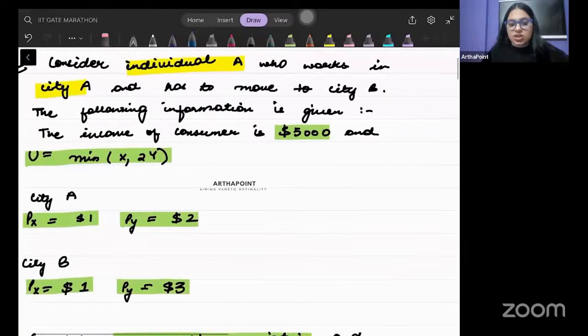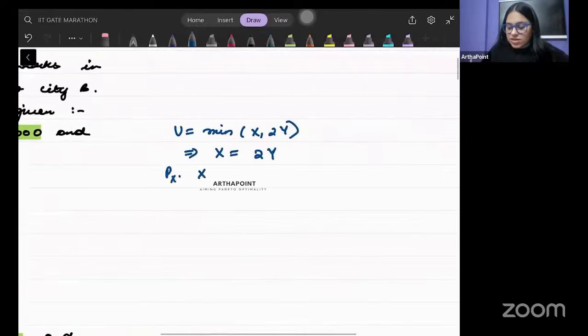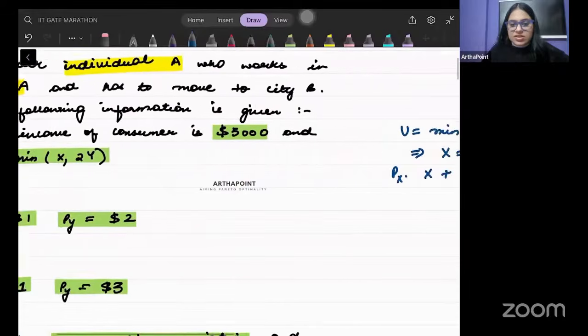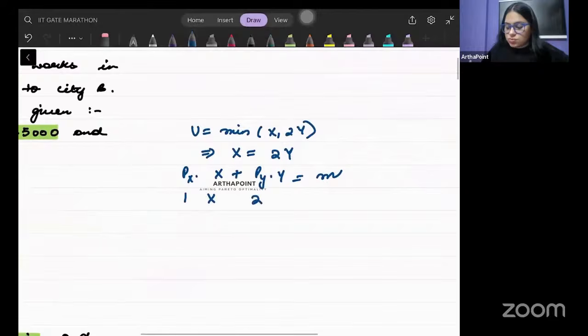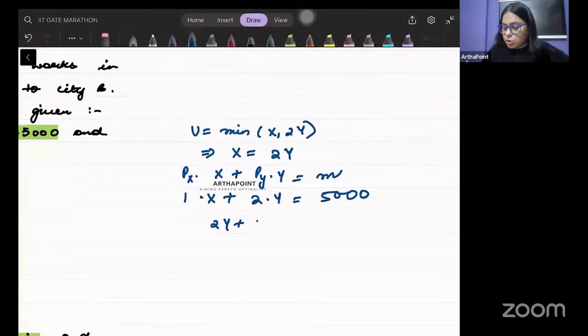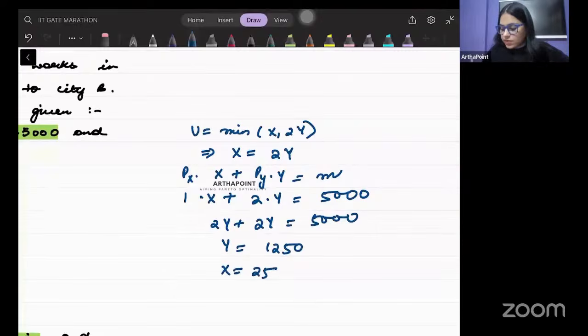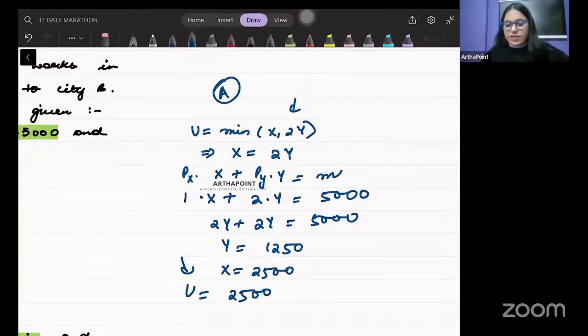My initial budget line will be price of good X into X plus price of good Y into Y is equal to income. Price of good X is 1, price of good Y is 2, income is 5,000. So you will have X ki jagah pe you will plug in 2Y. 2Y plus 2Y is 5,000. So Y you will get as 1250 and X you will get as 2500. So your utility will become 2500 when you will plug these values. ये आपका initial case हो गया. In city A, your utility is 2500.